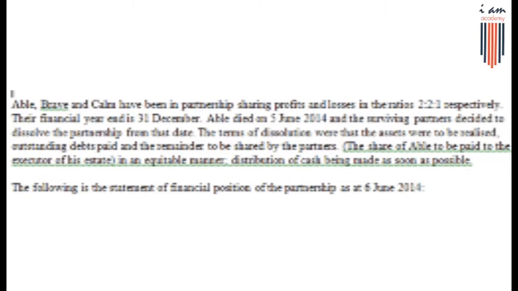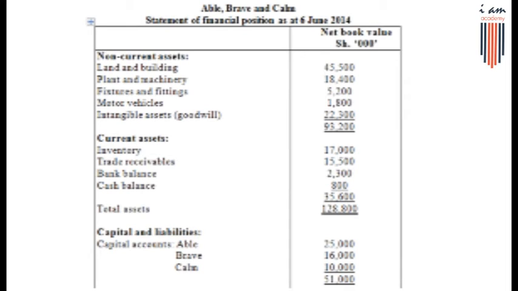From that date, the terms of dissolution were that the assets were to be realized, outstanding debts paid, and the remainder to be shared by the partners. The share of Ebo to be paid to the executor of his estate in an equitable manner, distribution of cash being made as soon as possible. The following is a statement of financial position of the partnership as of 6th June 2014.